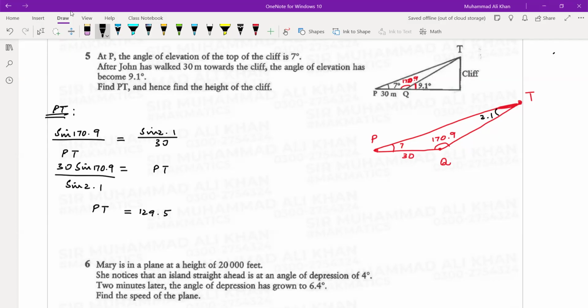Okay. Now, after that we have to calculate the height of the cliff. The PT side is 129.5. Okay, I'm making another triangle for finding out the height of the cliff. Now, here is the triangle.